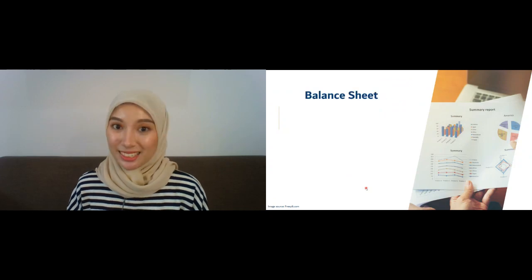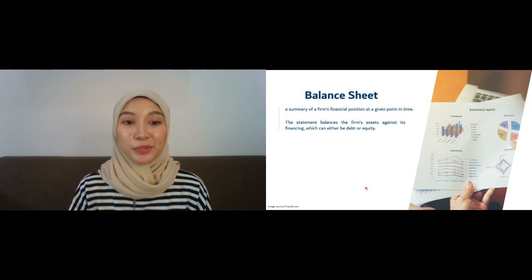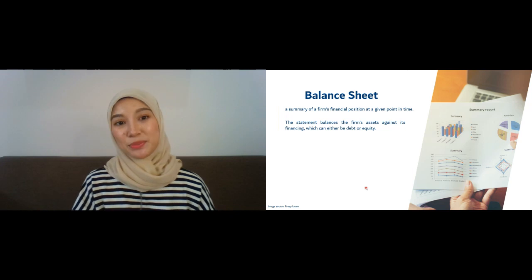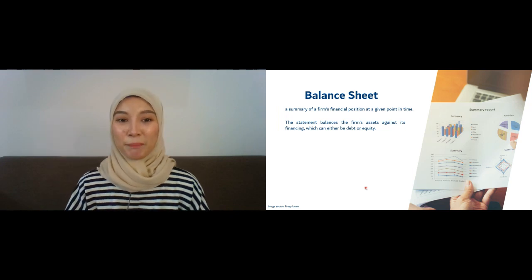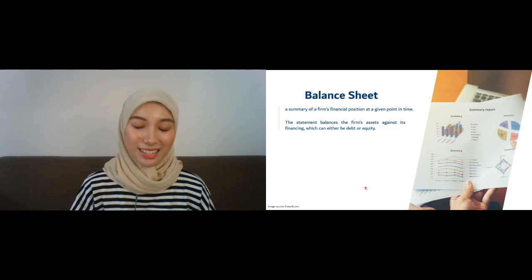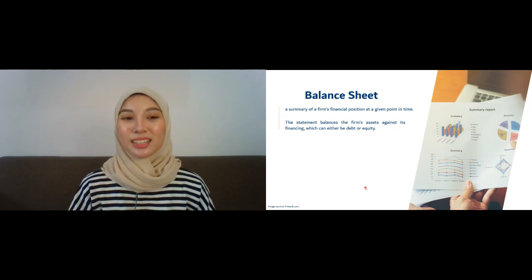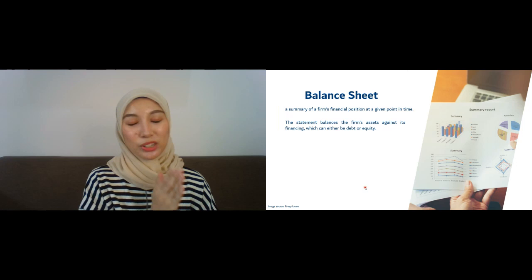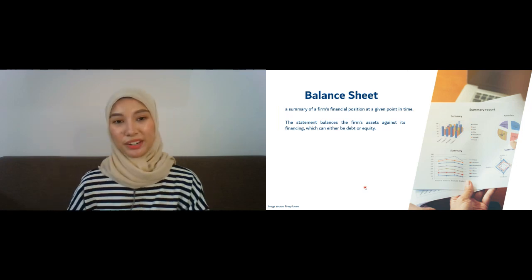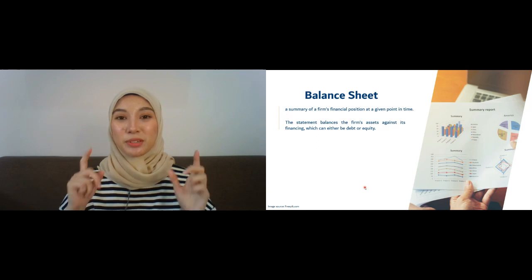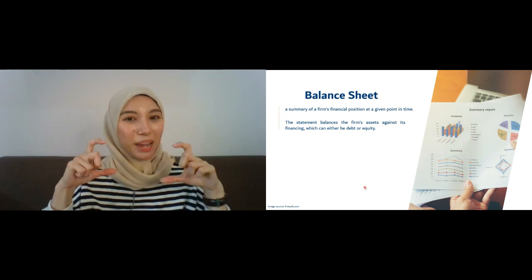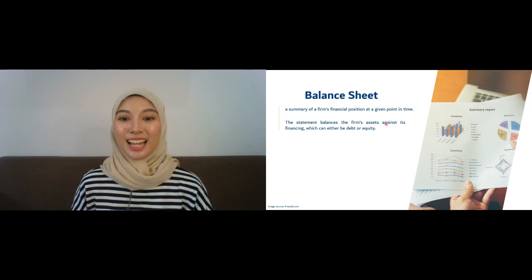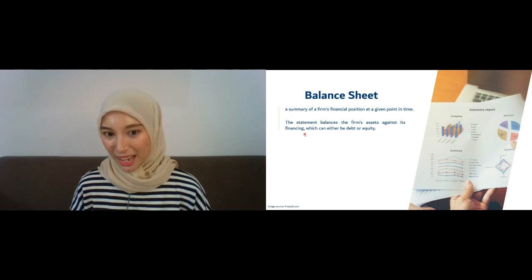Next, we have the balance sheet. A balance sheet is a summary of a firm's financial position at a given point in time. See, the difference between the income statement and the balance sheet is the period of time. The income statement, as I mentioned before, captures the activity from the beginning of the period until the end of the period. However, the balance sheet only captures a given point in time, so it's only a capture of one time. The statement balances the firm's assets against its financing, which can either be debt or equity.